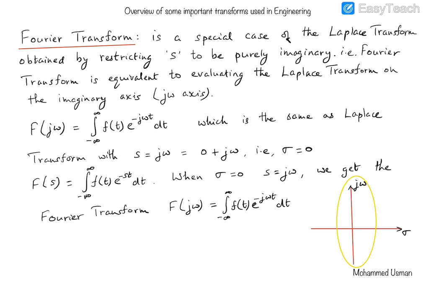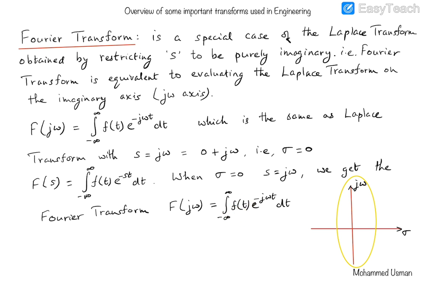So basically what we see here is that the Fourier transform is a special case of the Laplace transform that we get when we restrict the real part of the variable s to be 0. So that is basically we are computing the Laplace transform along the j omega axis, and that will give us the Fourier transform of the function f of t.